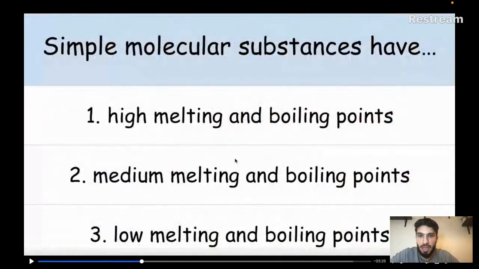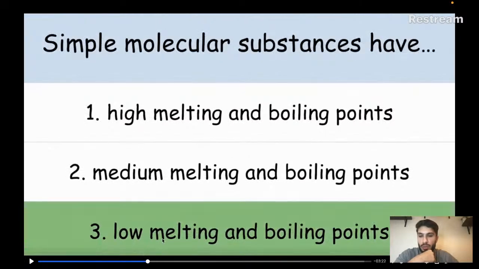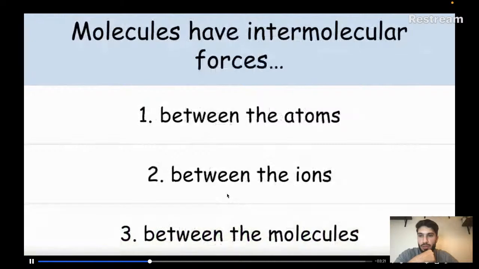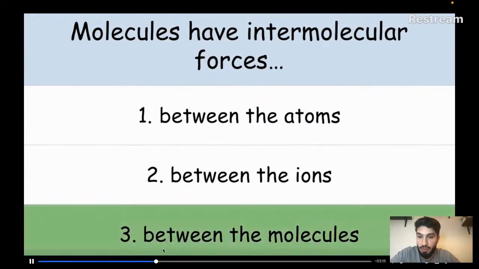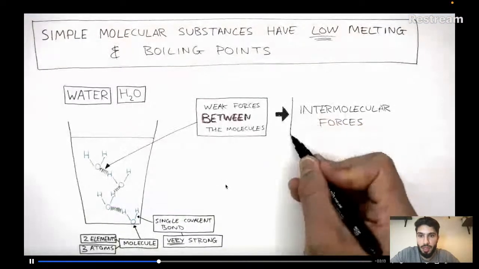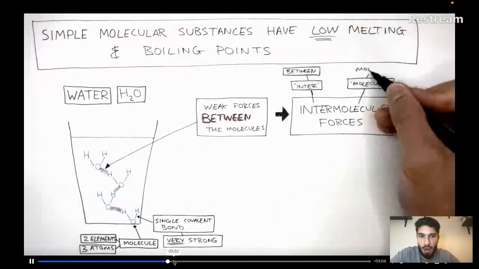Okay, question time. Simple molecular substances have what? Is it 1, 2, or 3? 3, 2, 1, and show. Low melting and boiling points. Number 3. Molecules have intermolecular forces. Is it 1, 2, or 3? Come on, it is number 3, between the molecules. Okay, so let's continue now.